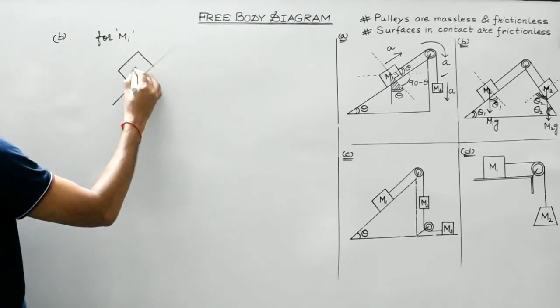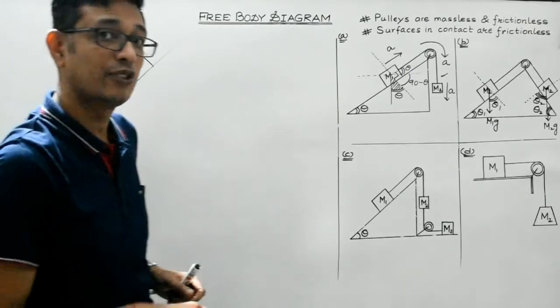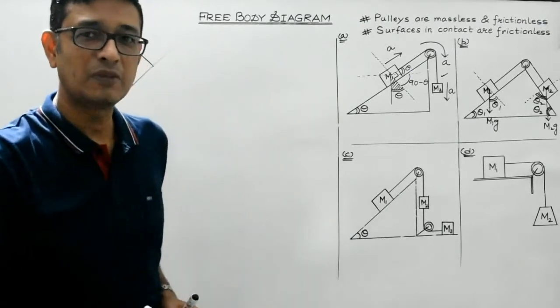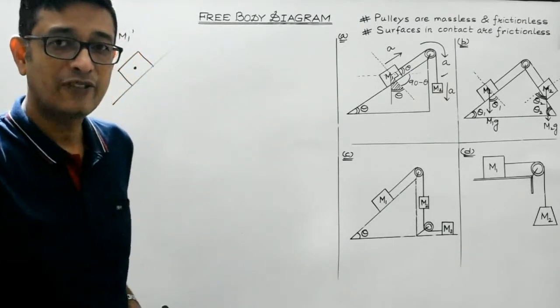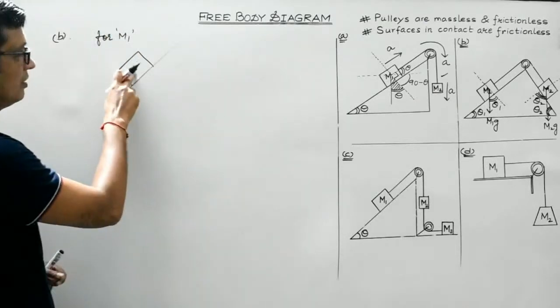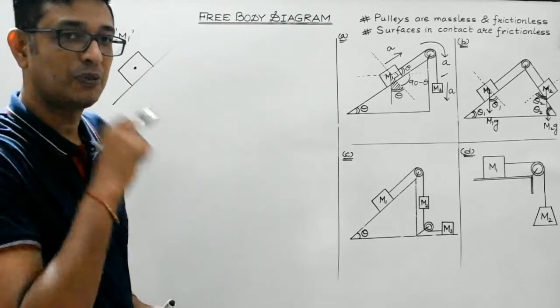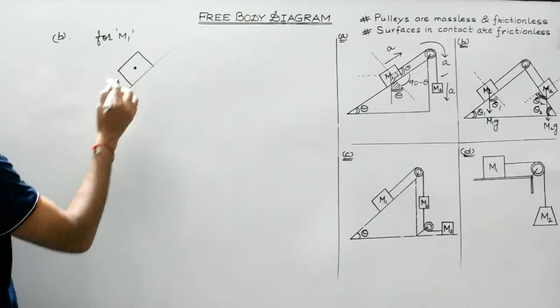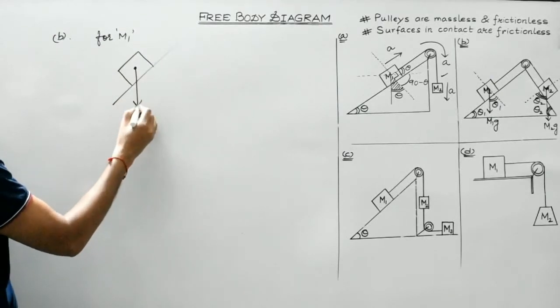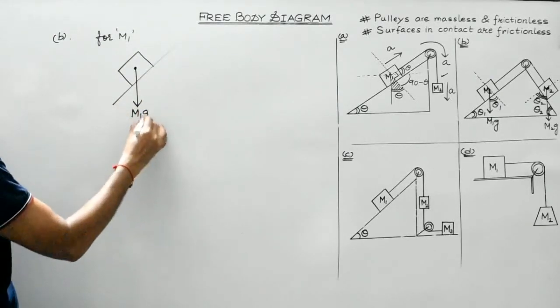This is the hypothetical point where the entire mass of the body may be assumed to be concentrated, so it may be termed as the center of mass. So net force acting on this body may be considered to be applied at this particular point, right? So what are the forces acting on it? First is the weight, which is m1g.